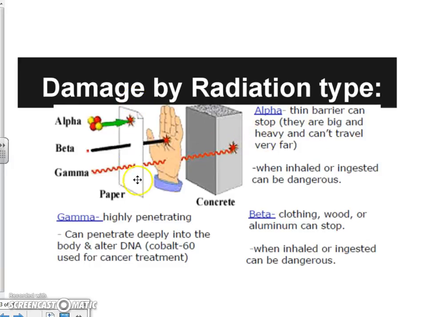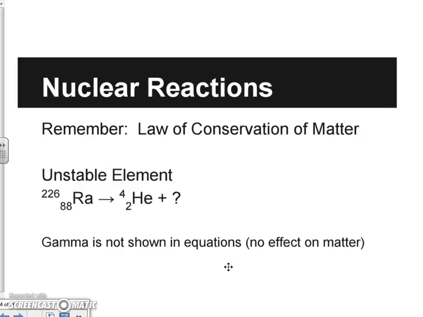Alpha, thin barrier, so a sheet of paper, too big and too heavy, can't travel very far. Makes sense. Much bigger than the rest of them. So remember, electrons are super small in comparison to a proton and a neutron. So with 2 protons and 2 neutrons, they're much, much bigger. But when inhaled or ingested, could be dangerous. Beta, clothing, wood, a sheet of aluminum will stop that. Again, dangerous when inhaled or ingested, but overall not so bad.